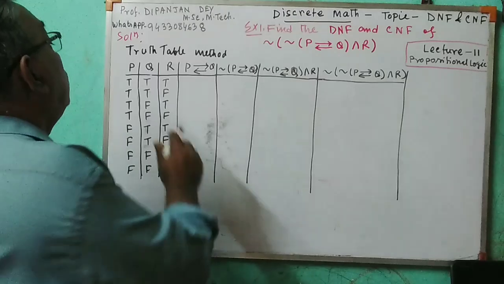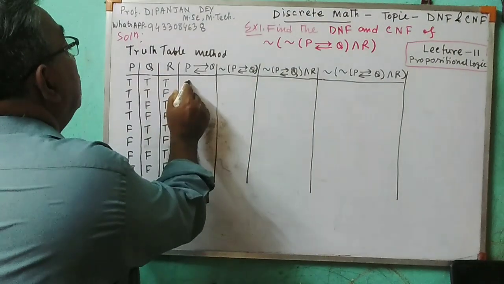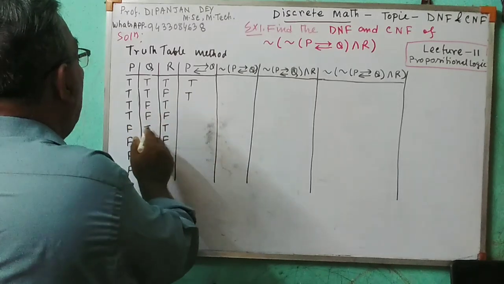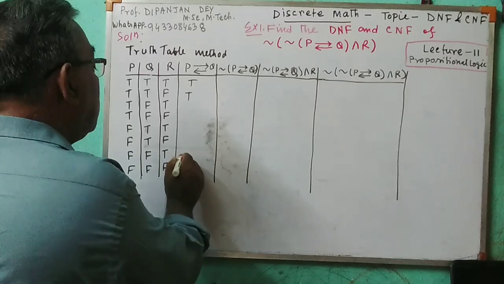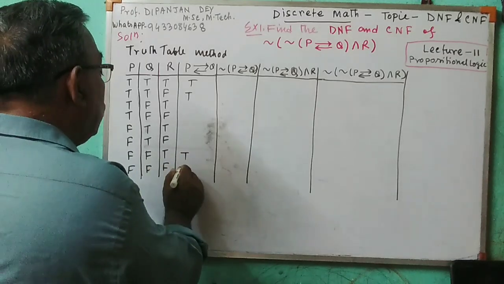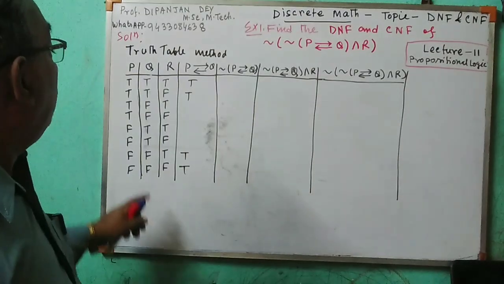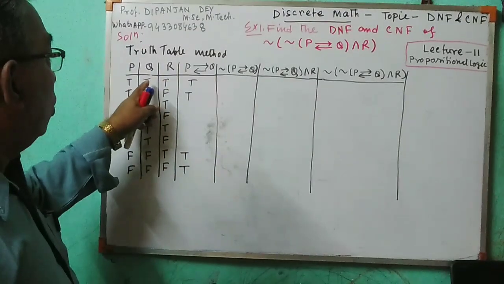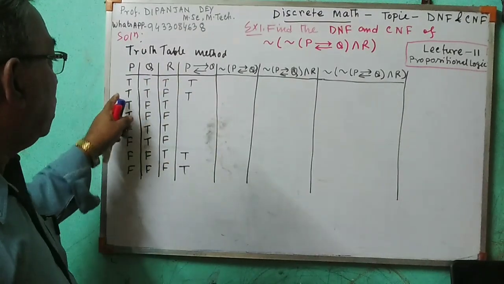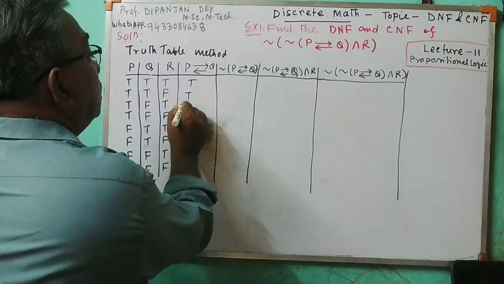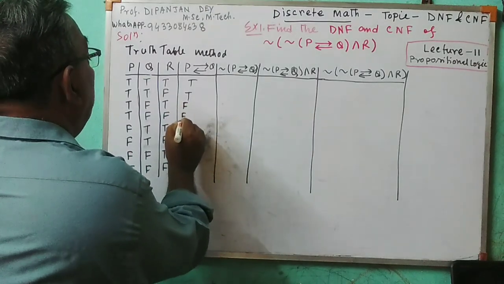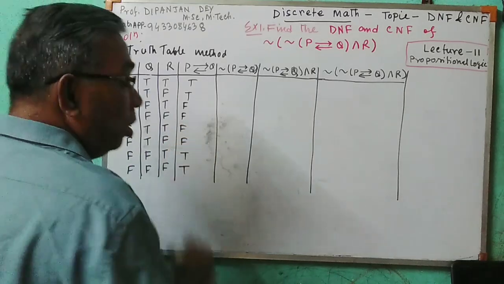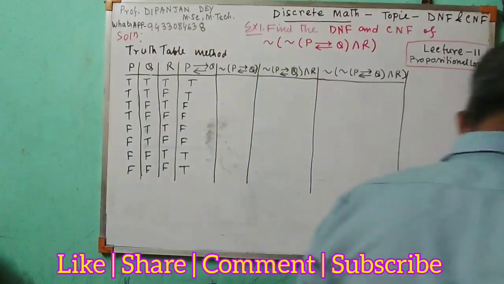You see, both are true is true. So here this TT is T, and this TT is also T. Both are true, otherwise false. Both are false, then it is true. What is the rule of double implication? Both are false, then it is true. Both are true, then it is true. Otherwise false. This is the rule. So all the rest we have to write as false.